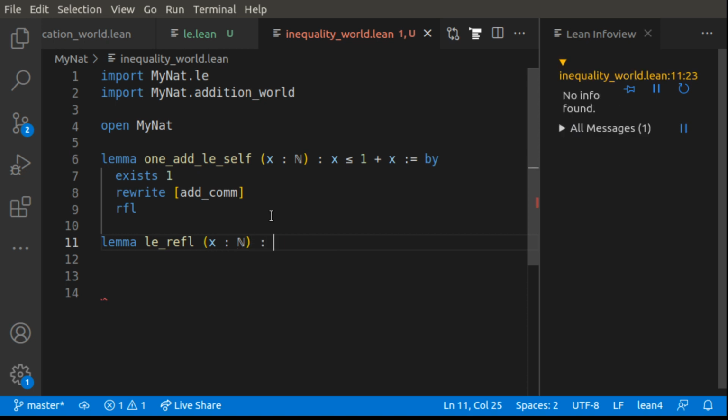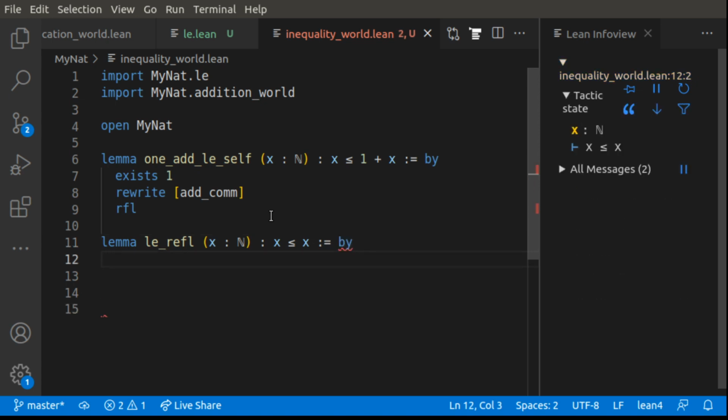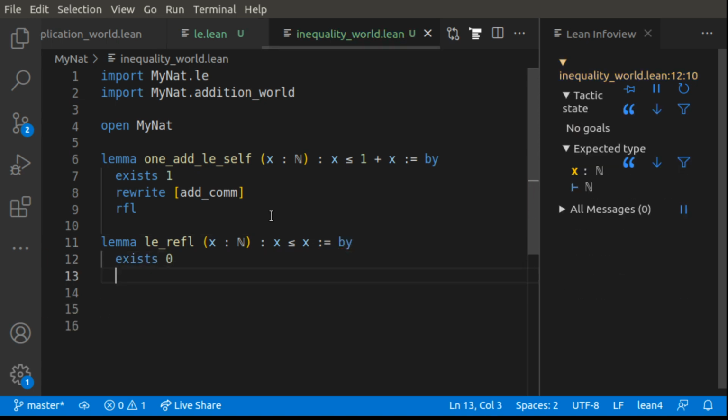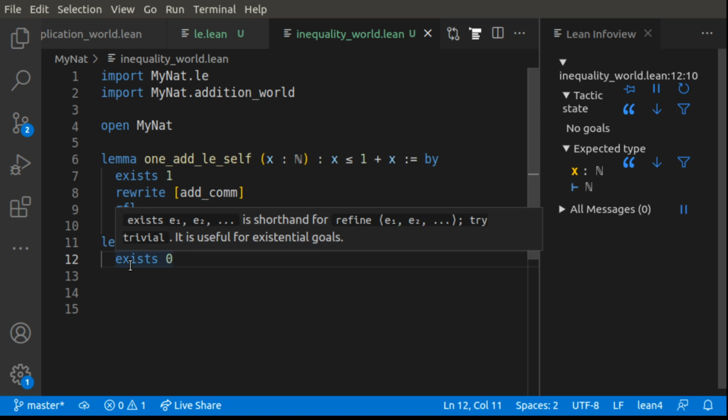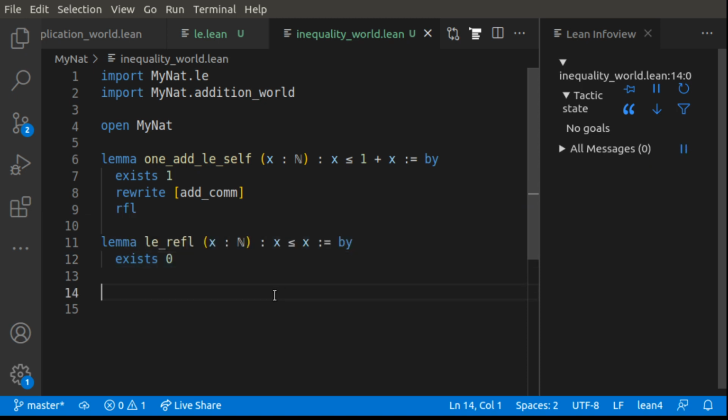For all x in N, x is less than or equal to x by exists 0. Cool. I think exists tries trivial at the end, which is kind of similar to reflexive. And there's this refine thing, which is a bit more involved, which I'm not too sure how it works, but not important for this. Cool, that was easy and fast.